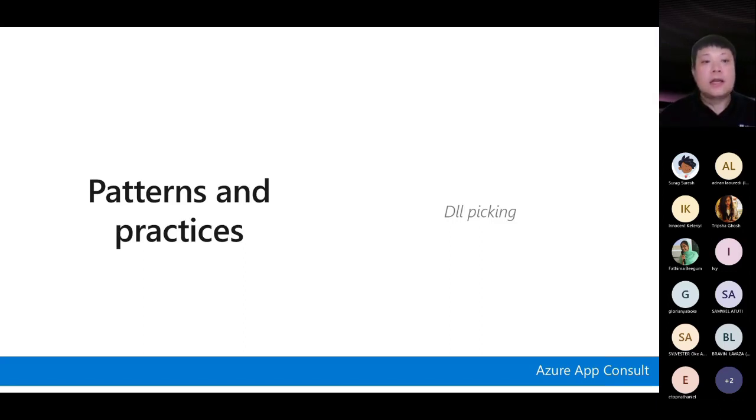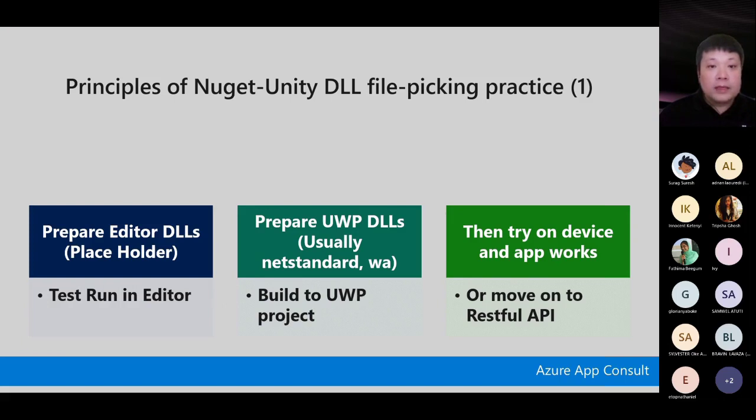Okay, let's go to the last part. We have ignored some topics, or maybe we will discuss them later. This is DLL picking. It was a challenge for most customers. For DLL picking in Unity, if we do not have some decision trees or steps to follow, it was really confusing. So we make all those common steps into three pieces.